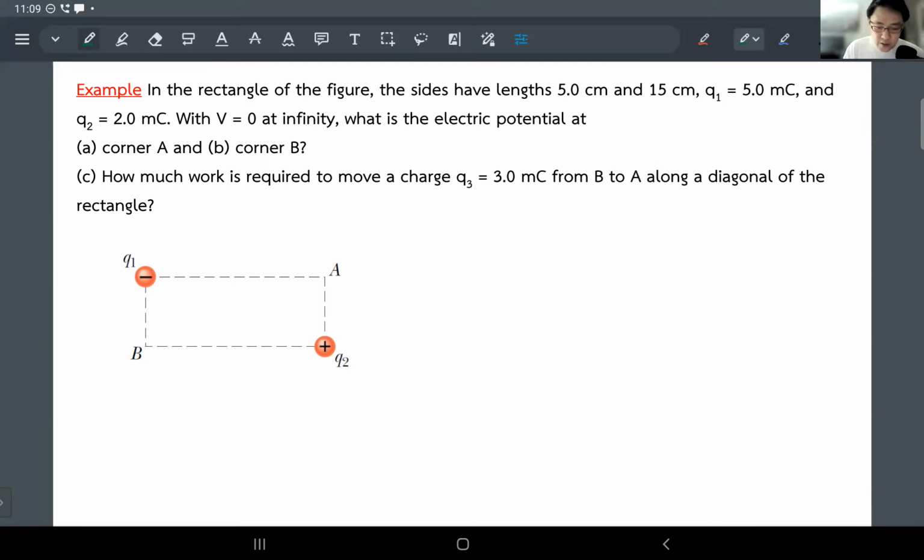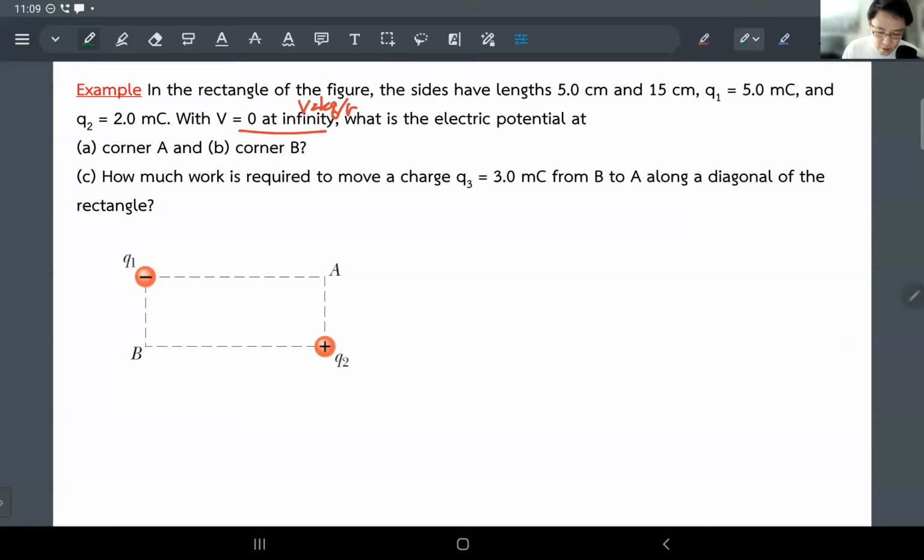Let V be 0 at infinity. That's fine. So that's your ticket to use V equal to KQ over R everywhere you like. What is the electric potential at corner A and B? Okay, let's figure out these two first. What is the potential at the corner A?